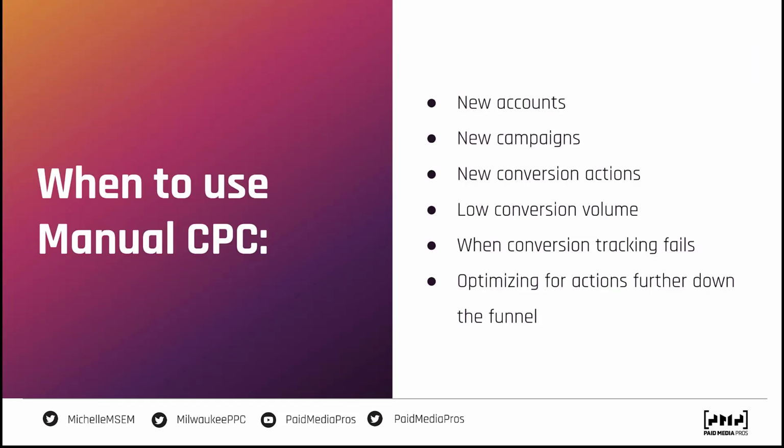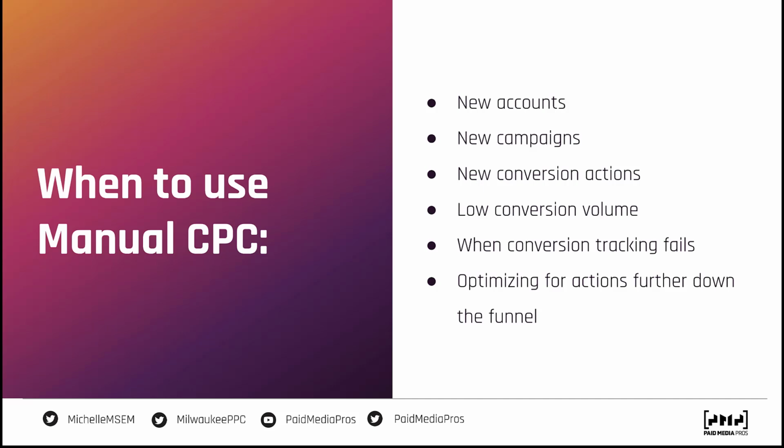Now, as I mentioned earlier, I'm still a big fan of Manual CPC. It's a really good option for brand new accounts, new campaigns, and new conversion actions within existing accounts and campaigns because those areas might not have any performance data to go on. Although Google says its conversion-focused smart bidding strategies can optimize for your conversions without any data, my experience says that sure they can, but they're not very good at it.